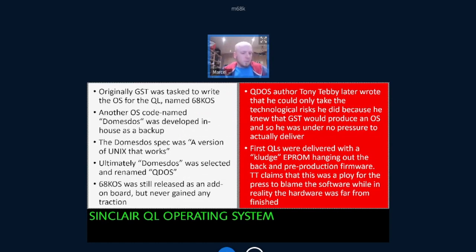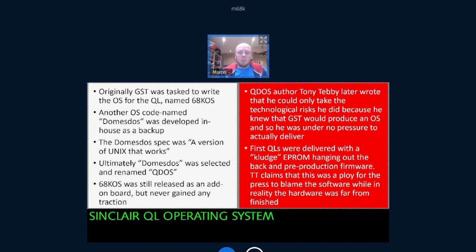That's a bit of the history behind it. I was too young to actually experience or know much of it, because the internet didn't really exist much back then. But here's a short rundown. Originally, the company GST was tasked to write the operating system for the QL, which was to be named 68KOS. And they did another operating system as a backup within Sinclair that is called Domestos. Domestos was a Unix that works. Apparently, the Unixes back then were pretty slow and buggy, so they wanted to do something better. Ultimately, they decided on Domestos. And 68K OS was also released, but it never gained any traction.